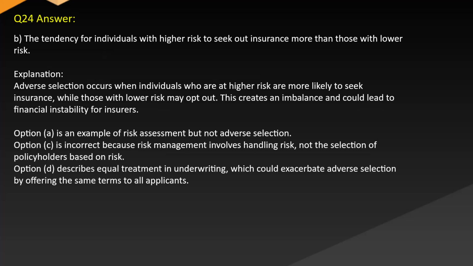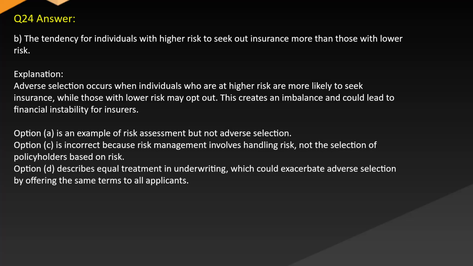Answer: B. The tendency for individuals with higher risk to seek out insurance more than those with lower risk. Explanation: Adverse selection occurs when individuals who are at higher risk are more likely to seek insurance, while those with lower risk may opt out. This creates an imbalance and could lead to financial instability for insurers.